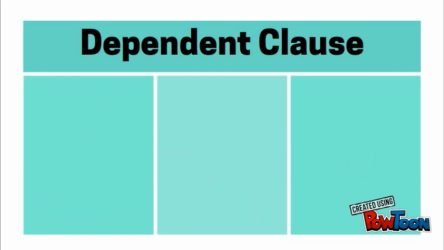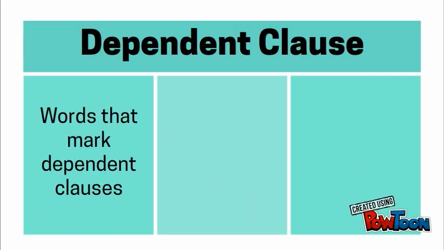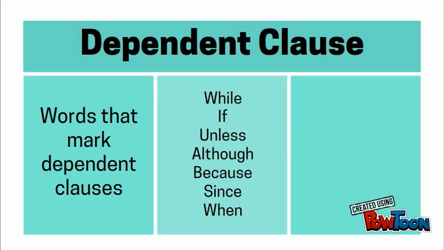There are certain clues that can help you to identify the dependent clauses in a sentence. You can look for punctuation clues such as commas and brackets, and you can look for certain words that are commonly used to mark a dependent clause. Examples of these words include while, if, unless, although, because, since, and when. Use of any of these words indicates a dependent clause.